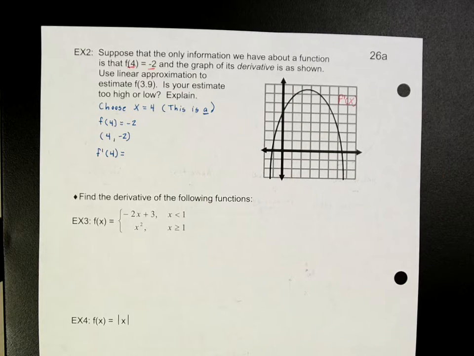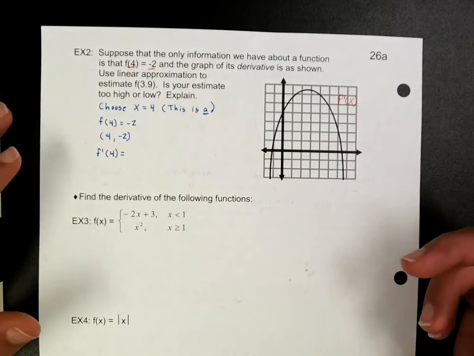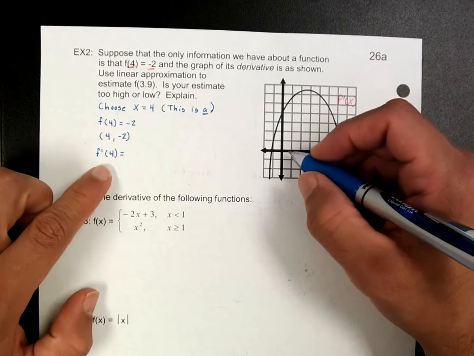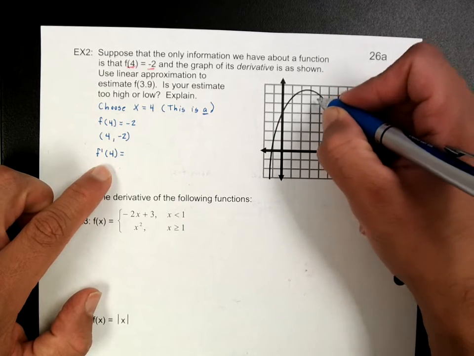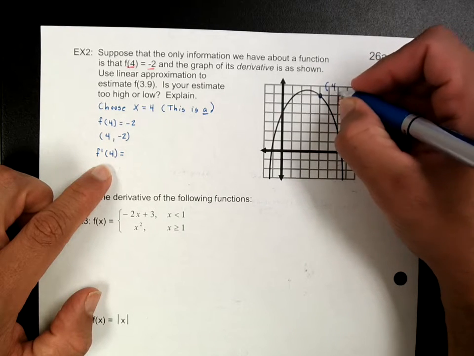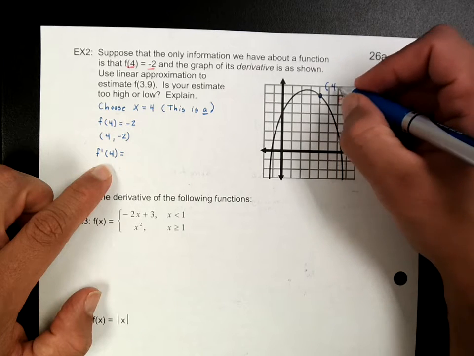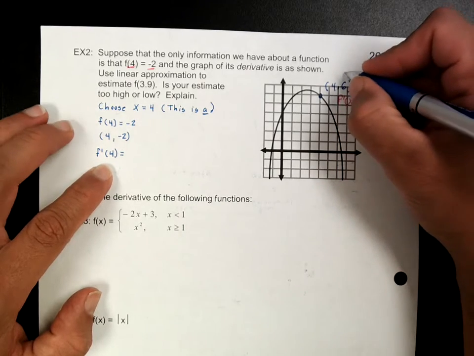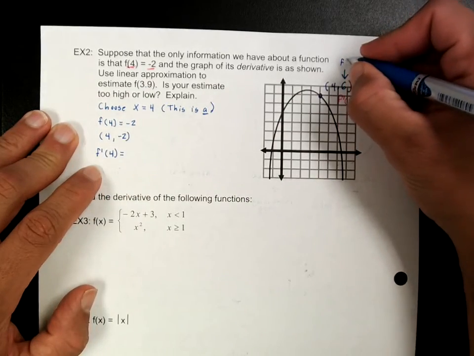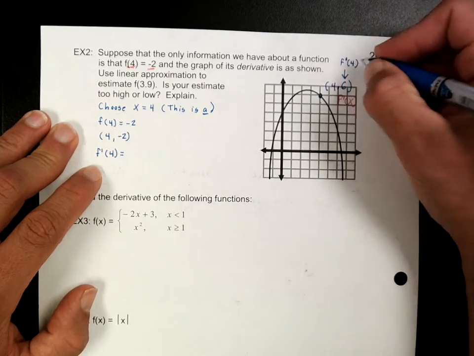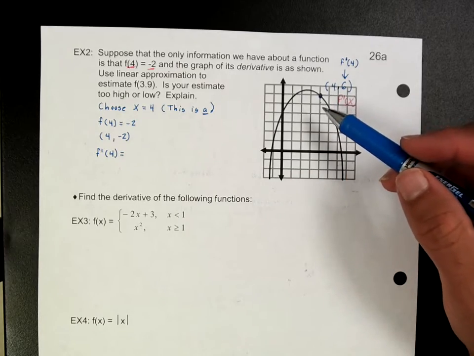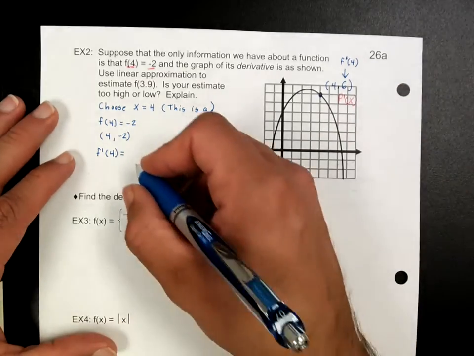Now, when you look at it, you don't have an equation here, right? You don't have an equation to figure that out. So what you do instead, since this is the derivative function, you have to go to 4. 1, 2, 3, 4. And then this y coordinate, 2, 3, 4, 5, 6. This is 6. That right there is f prime of 4. So this is the slope. So the slope is 6. So remember, every y value on here represents the slope on f of x. So the slope on this one would be 6.